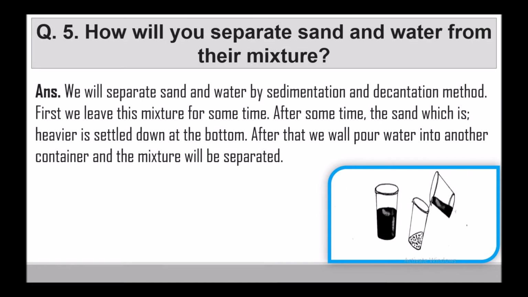Question 5th. How will you separate sand and water from their mixture? We will separate sand and water by the sedimentation and decantation method. First, we leave this mixture for some time. After some time, the sand which is heavier settles down at the bottom. After that, we pour pure water into another container and the mixture will be separated.